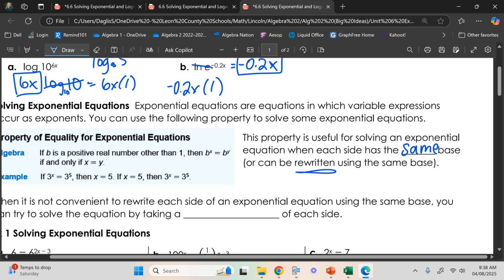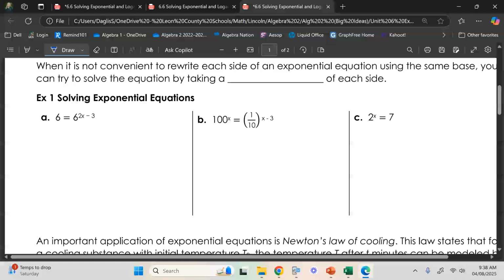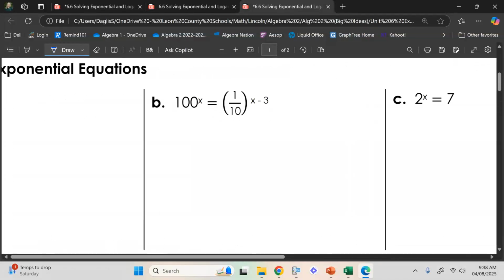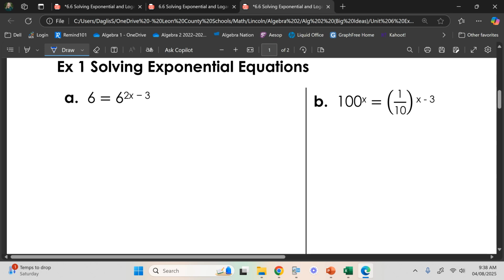Like rewriting 25 as 5 squared, that's rewriting it, giving it a base and an exponent. First example, I have 6 equals 6 raised to the 2x minus 3. Do they have the same base? Yes, so I can make my exponents equal to each other. What is my first exponent? Technically, what's over here on the left? What's the exponent to 6? 1. So I can make this 1 equals 2x minus 3 to solve for my x.